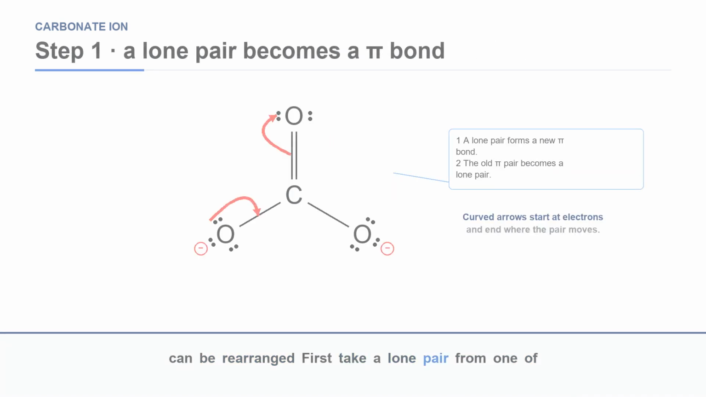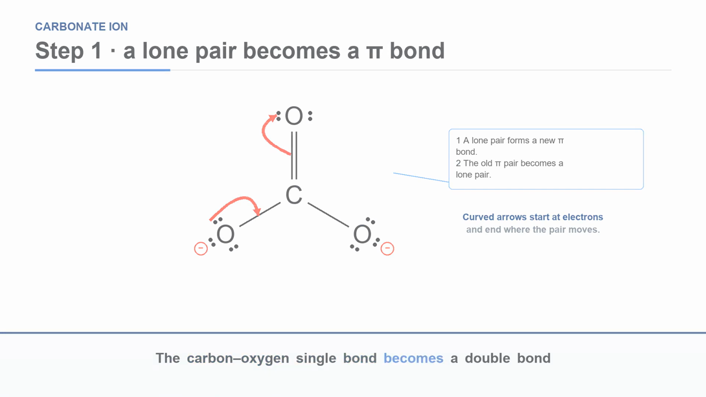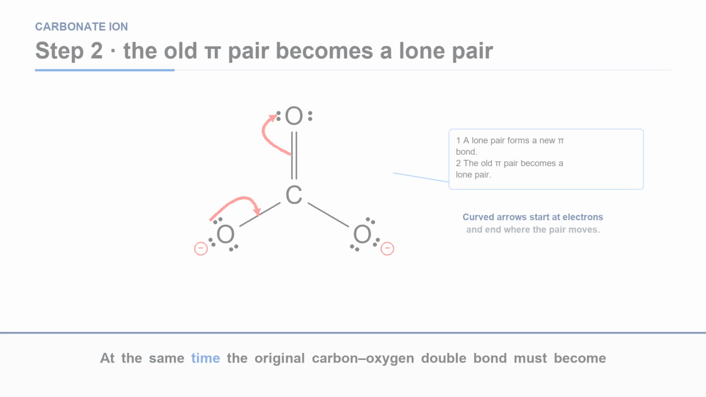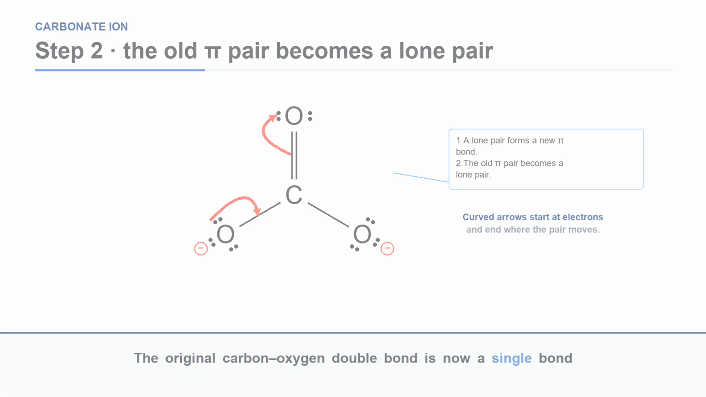First, take a lone pair from one of the negatively charged oxygen atoms. Use a curly arrow to move this lone pair toward the carbon-oxygen single bond. This lone pair becomes a new shared pair of electrons between carbon and oxygen. The carbon-oxygen single bond becomes a double bond. At the same time, the original carbon-oxygen double bond must become a single bond. Use another curly arrow to move the electrons from the pi bond onto the oxygen atom. The oxygen atom receives this electron pair as a new lone pair. The original carbon-oxygen double bond is now a single bond.